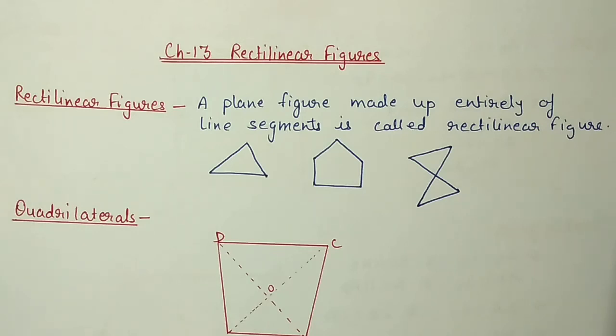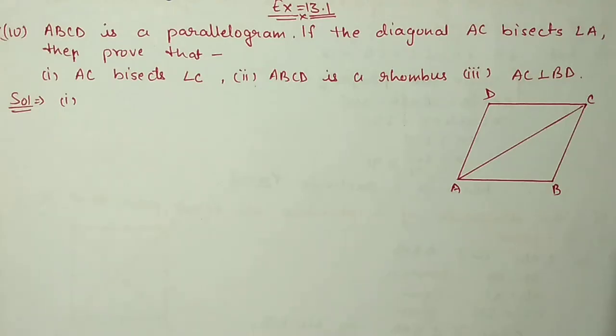Hello students, we are doing chapter number 13, rectilinear figure, exercise 13.1. In the previous video we have done till question number 9, and today we are starting from question number 10. ABCD is a parallelogram. If the diagonal AC bisects angle A, then prove that AC bisects angle C.